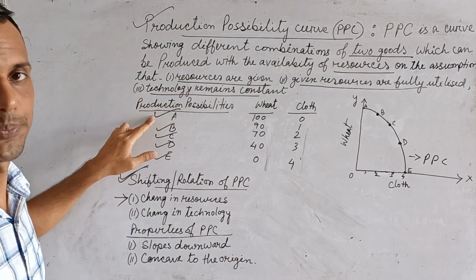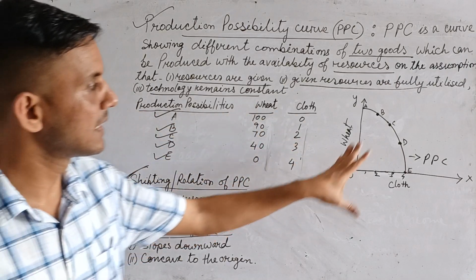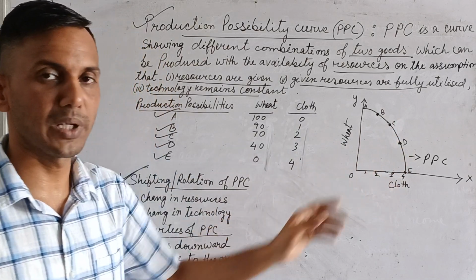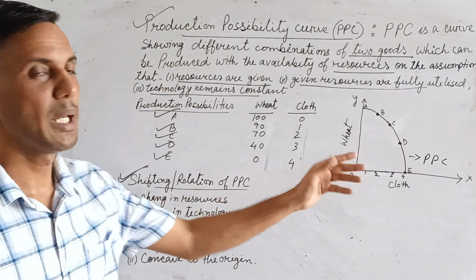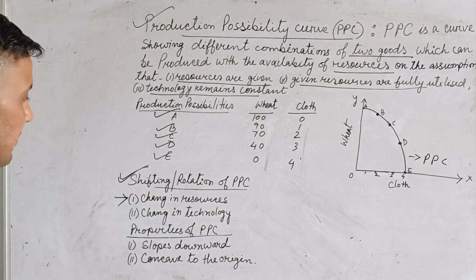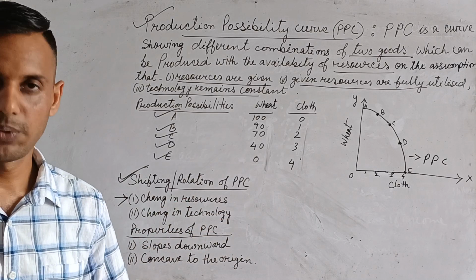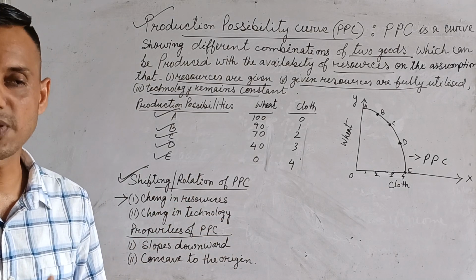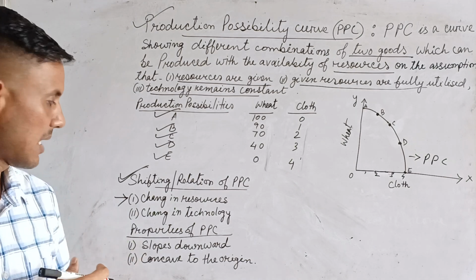It's up to you. When you represent this data in this diagram and join these points, then you will get a curve. That curve is called the PPC, production possibility curve. Shifting or rotation of PPC, change in resources. Already we discussed that if resources increase, PPC will shift to the right. If resources are decreased, then it will shift to the left.